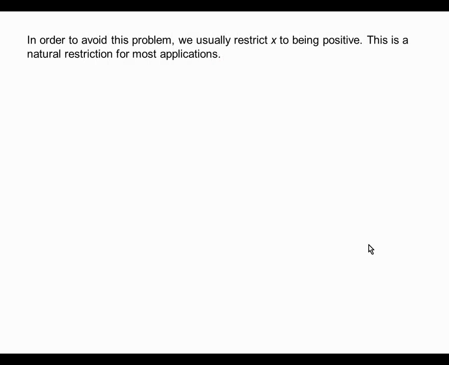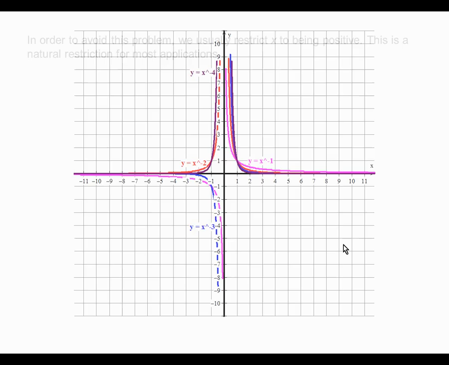So in order to avoid this problem, we usually restrict x to being positive. Again, this is a natural restriction for most of our applications, which means, going back to the graphs, we would just look at the graphs that are over here. And notice over here, they're all decreasing, and they're all concave up. So decreasing concave up means the rate at which it is decreasing is increasing.